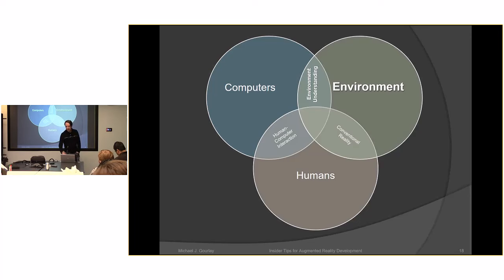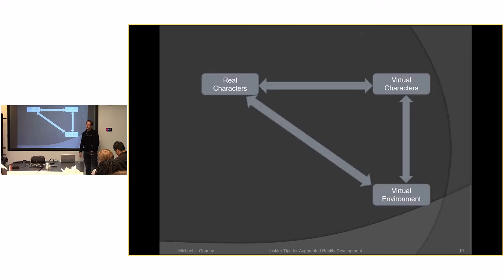So I'll be talking more about the region of environment understanding. In fact, the group that Matt and I are in is called the Environment Understanding Group. And I'll just say that the overlap region of all 3 of these, that's AR, that's augmented reality. So another way of looking at this is from a graph perspective.